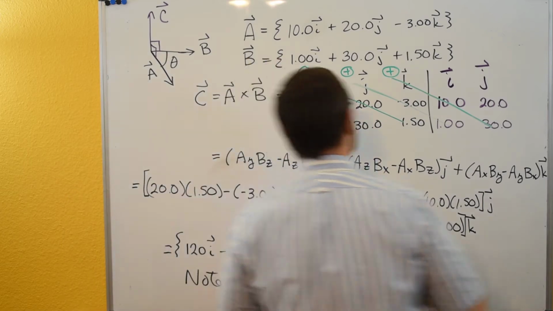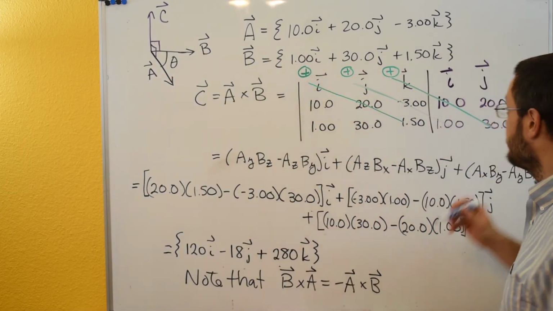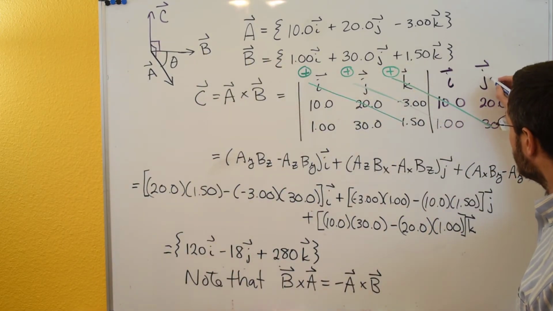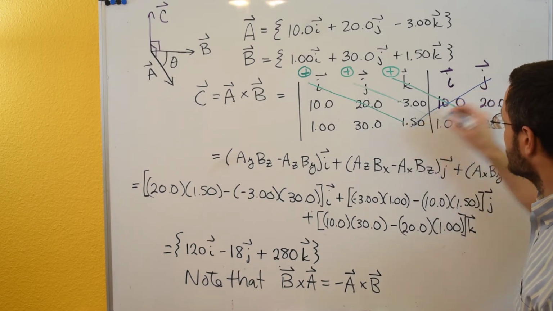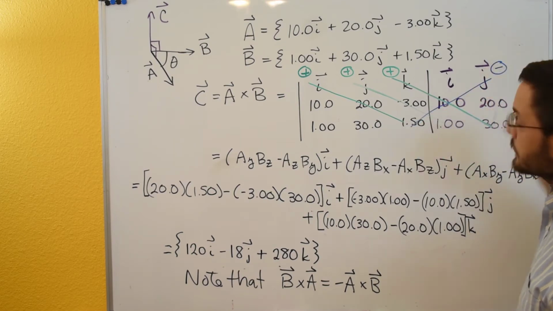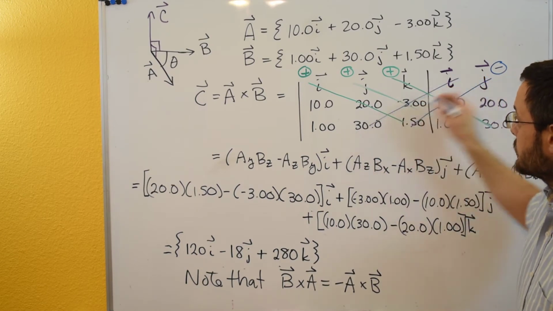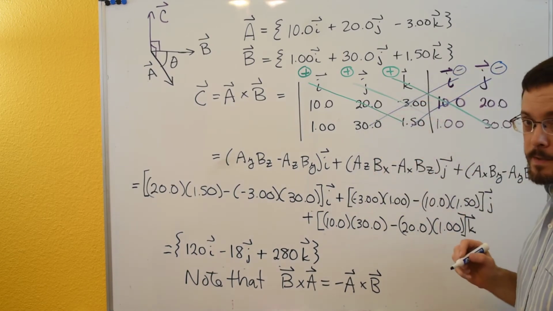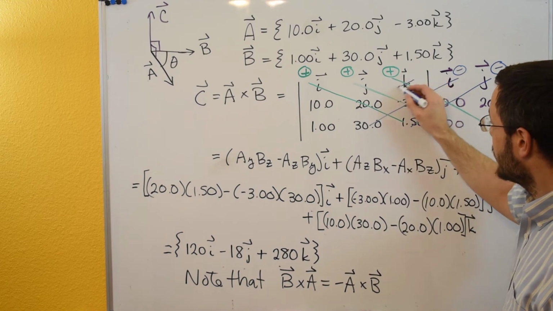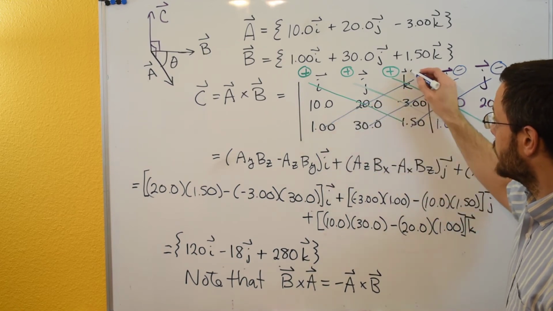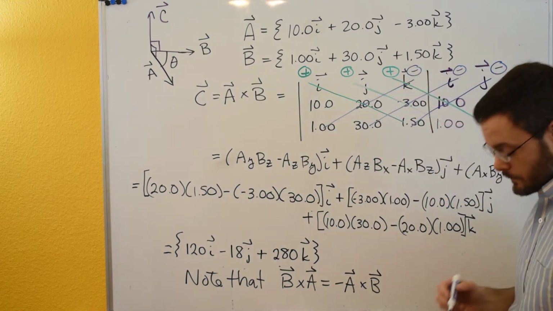Taking your diagonals back the other way, it's going to be j times 10 times 1.5, and that one's going to have a minus sign in front of it. i times minus 3 times 30, and that one has a minus sign in front of it. k times 20 times 1, and that one has a minus sign in front of it.